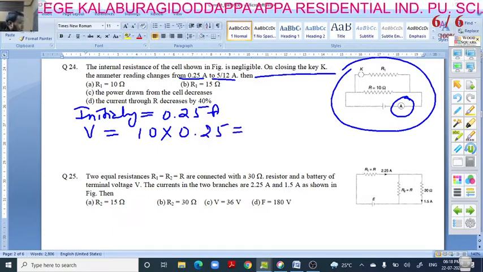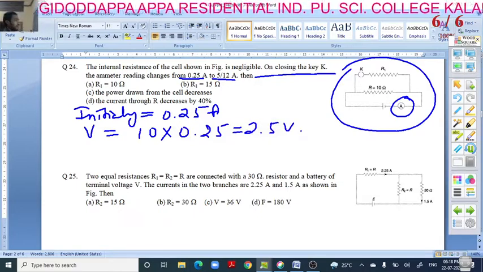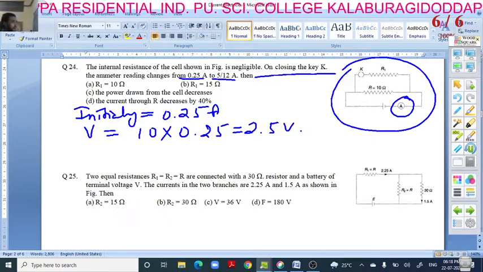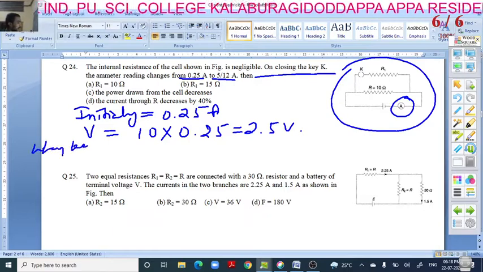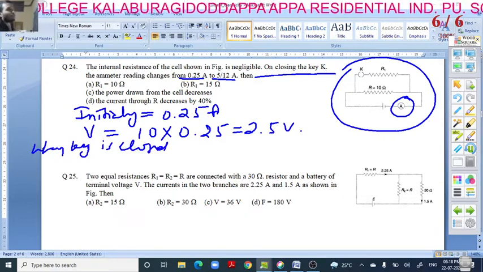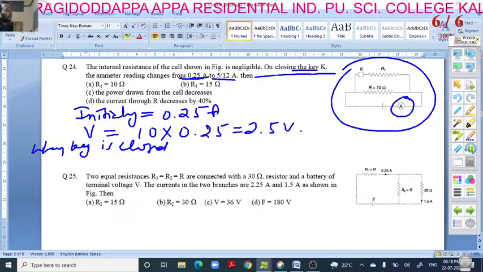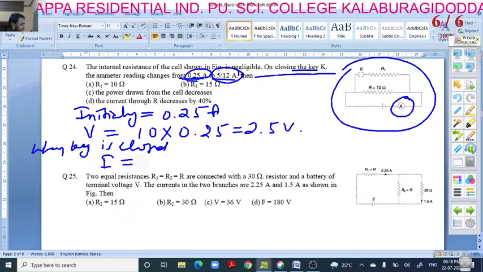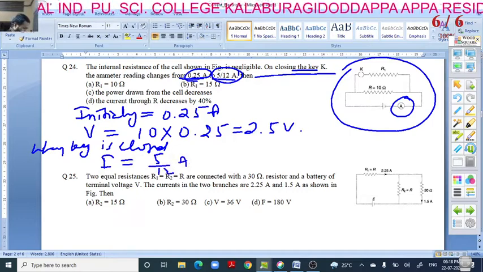So the terminal voltage we got here is 2.5 volt. So initial current we have here and terminal voltage we have. Now when the key is closed, on closing the key, current falls from 0.25 to 5 by 12. Then on closing the key, I is equal to how much? 5 by 12 ampere.